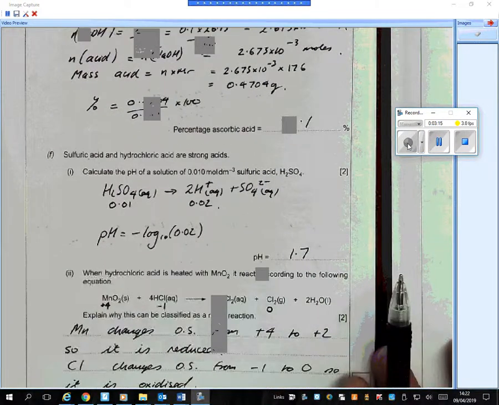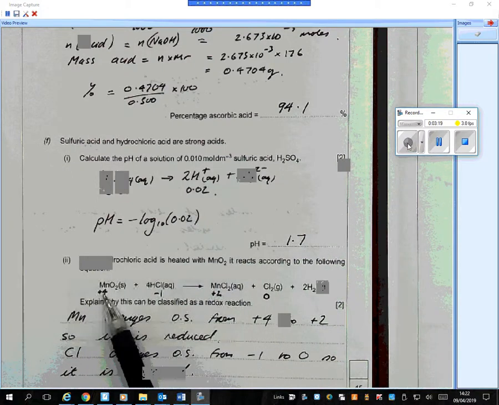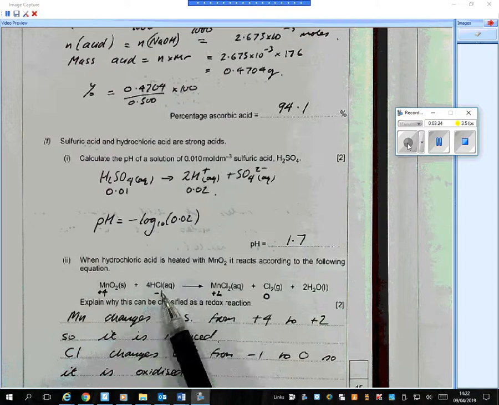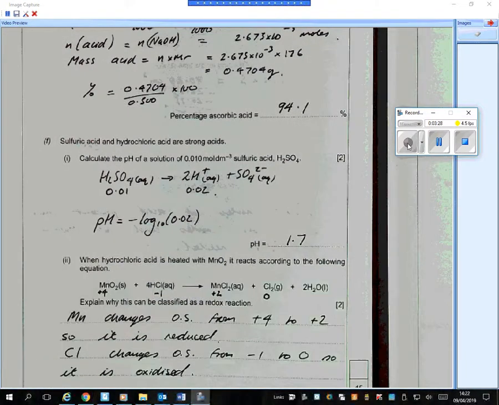Oxidation numbers next, pretty straightforward. So +4 for manganate there becomes +2, so there's your reduction. -1 becomes 0, there's your oxidation. Okay, nice and straightforward, that one.